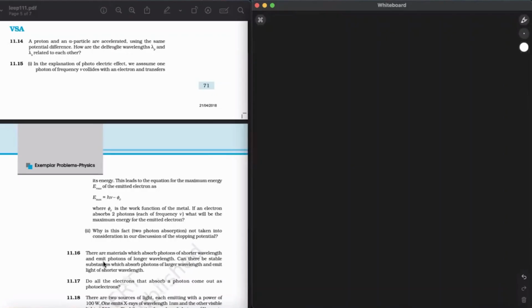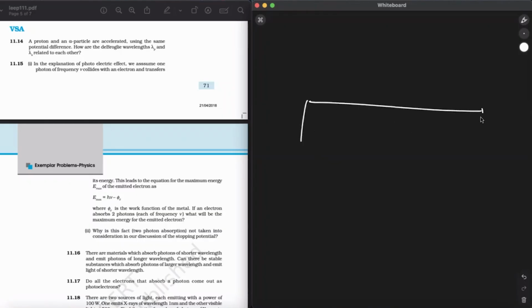An electron absorbs two photons, each of frequency nu. What will be the maximum energy of the emitted electron? Okay, so let's just do part 1 first. I'll just tell you the key concept.